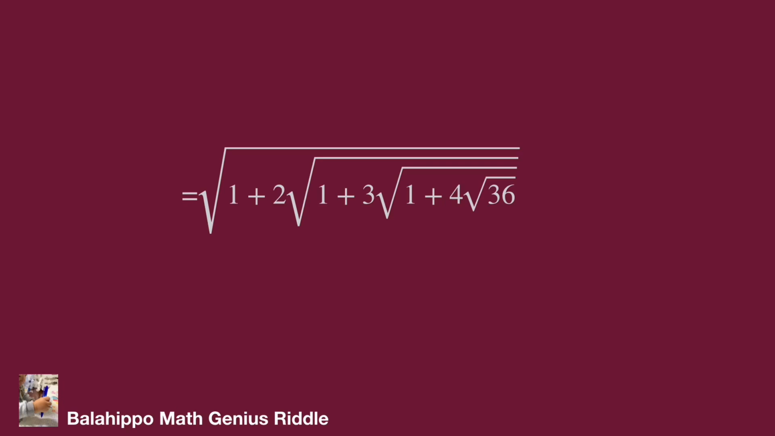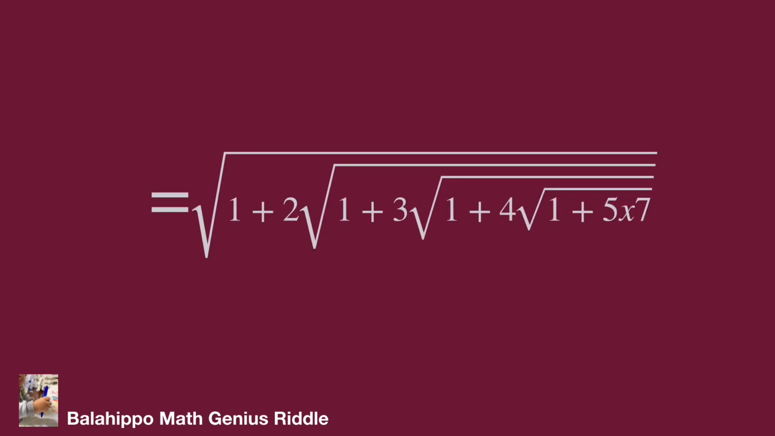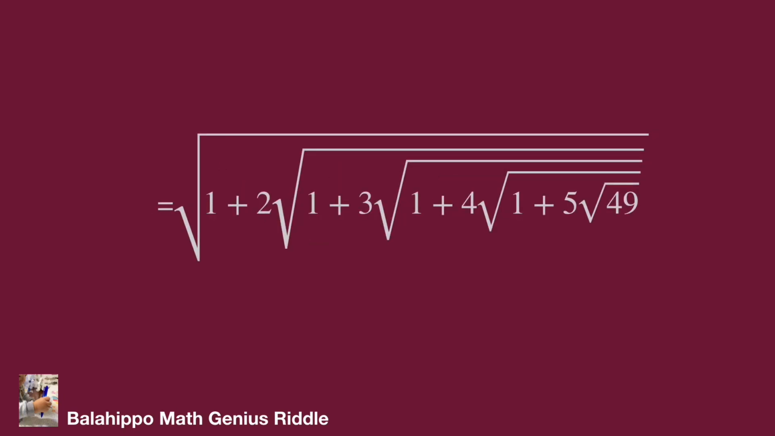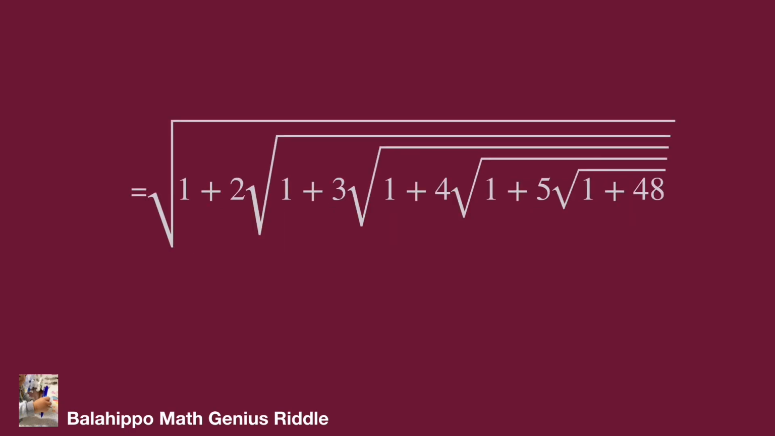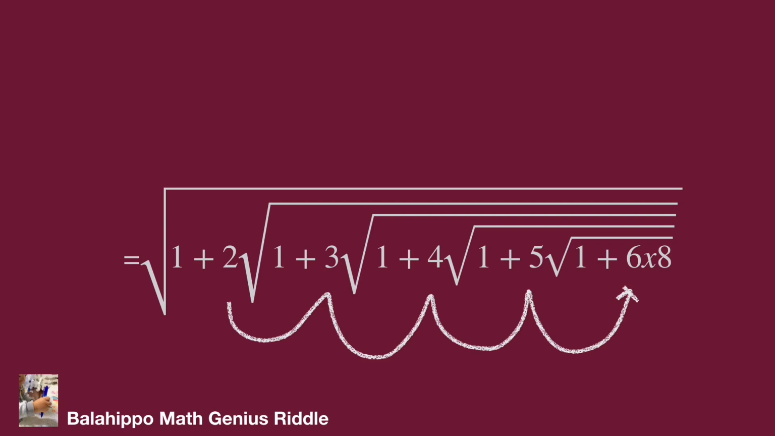Next, 36 equals 1 plus 35. 35 equals 5 times 7. 5 times 7 equals 5 times the square root of 49. 49 equals 1 plus 48. 48 equals 6 times 8. Then the pattern can be continued by this operation. Now you find the numbers increase by a difference of 1 from the second net to each net.